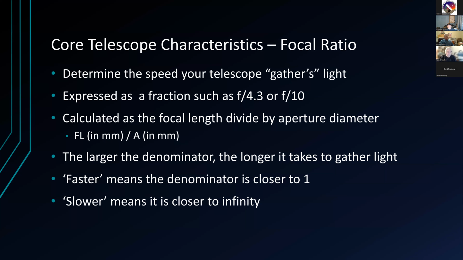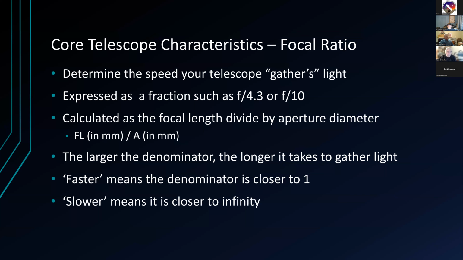What this is trying to tell you is how quickly your telescope will gather light into the eyepiece or into your camera sensor. This is typically expressed as a fraction, like f/4.3 or f/10. This is also something you will find on camera lenses. Your iPhone itself also has an f-ratio. It's just an inherent thing of any optical system.